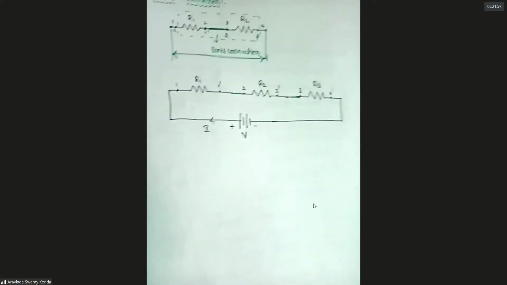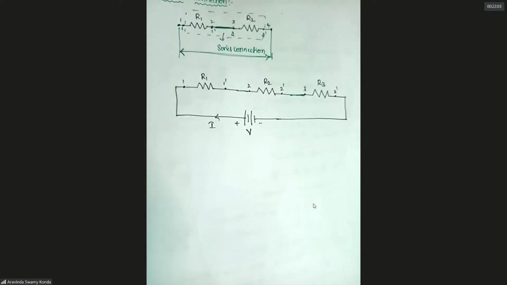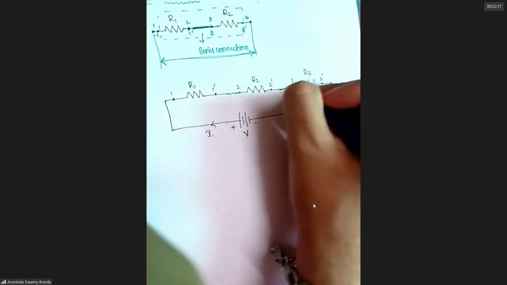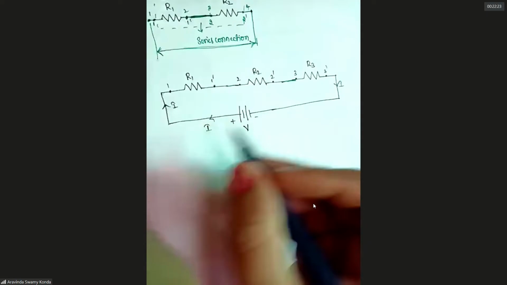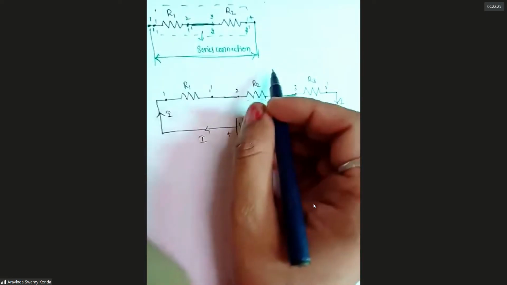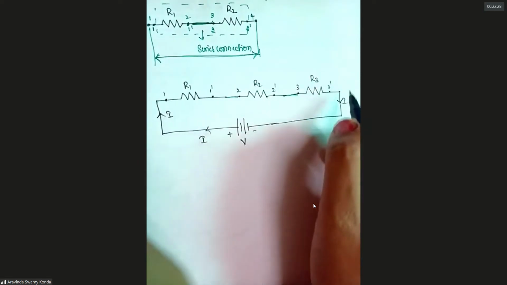Am I right or wrong? How many paths does it have for the current to flow? One path, sir, only one path. So the total current delivered by the source flows through all the resistances equally. Am I right or wrong? So the current in R1 equals the current in R2 equals the current in R3. Yes or no? Yes, sir. The same current flows in all the resistors.